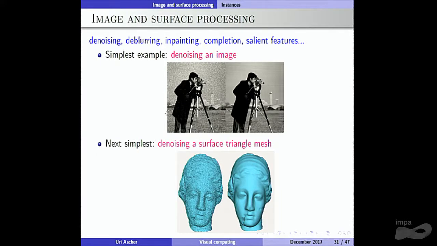Okay. But you can talk about denoising, but also deblurring. That's a much more serious problem actually, that is in constant interest. In painting, you want to remove the wires from your picture. Completion, image completion, which is when you're missing a more serious part of the image. Salient features, finding salient features, and so on. Many interesting problems there. Image processing is very popular nowadays, of course.